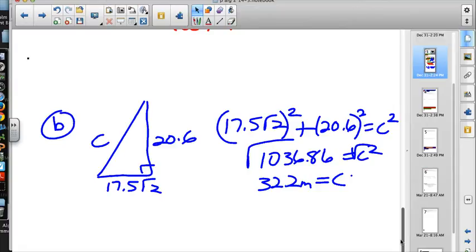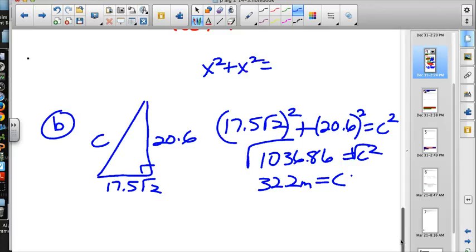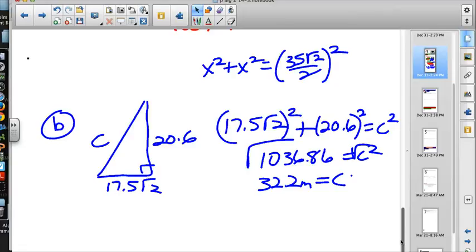Now, if you don't remember the relationship between the 45-45-90, you can still figure out that 17.5 square roots of 2 by saying, okay, my two side lengths are x squared plus x squared has to equal our 35 square roots of 2 over 2 squared. Not going to be a lot of fun, but you can do it that way. It's a lot easier to remember that special relationship in a 45-45-90 triangle.